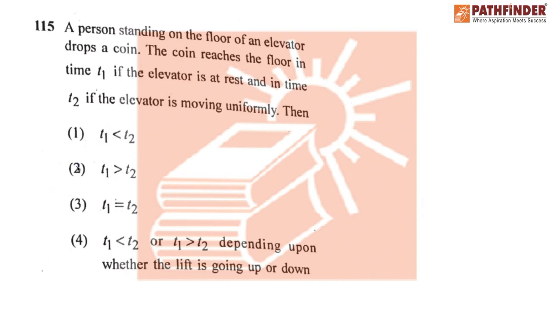A person standing on the floor of an elevator drops a coin. The coin reaches the floor in time t1 if the elevator is at rest, and in time t2 if the elevator is moving uniformly.